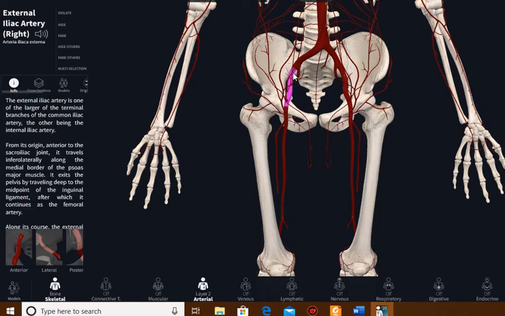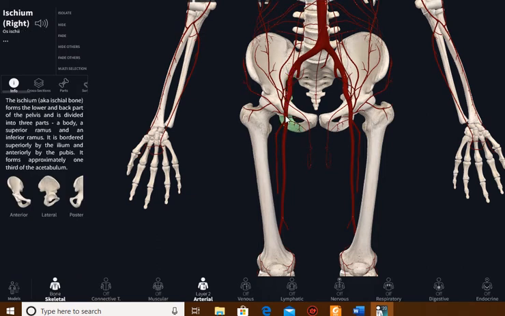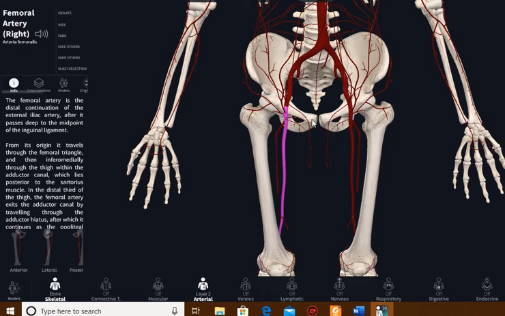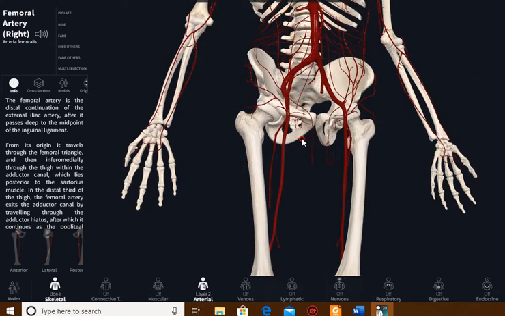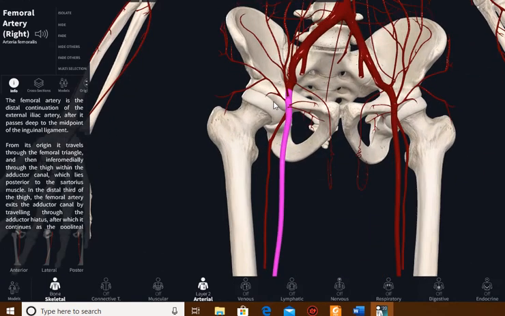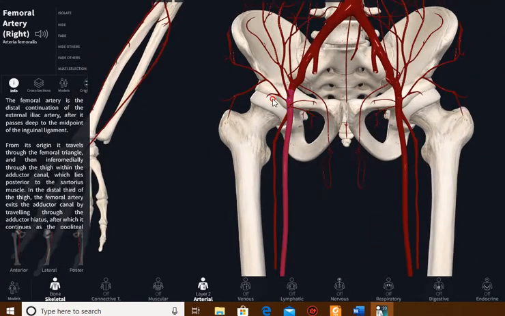Now let's continue. This part is going to continue as the external iliac artery. Then it's going to pass the particular ligament, and it's going to be called the femoral artery. As it passes that ligament, which connects the anterior superior iliac spine to the pubic crest, it's going to be called the femoral artery. This femoral artery is going to have different branches at this point.